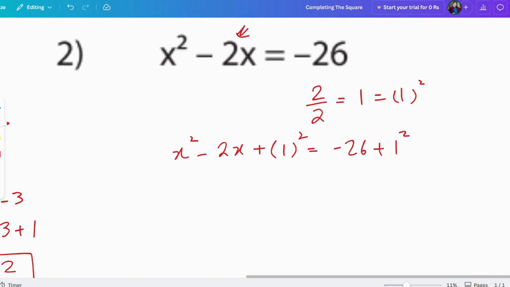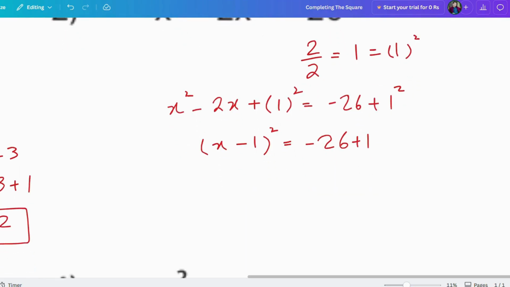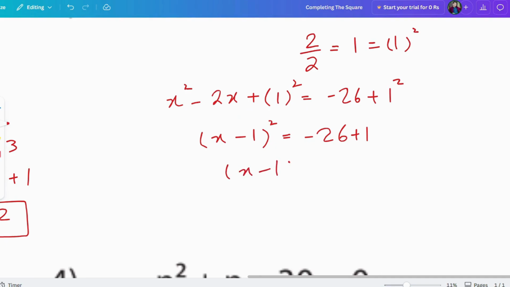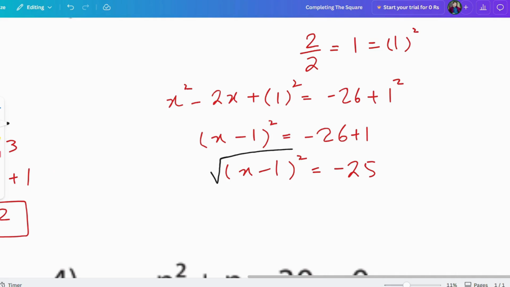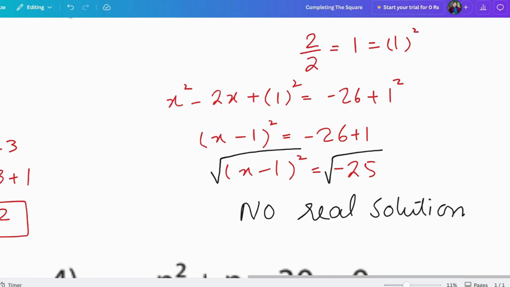Alright, so if I complete this square, it will be converted into x minus 1 whole square, that's equivalent to minus 26 plus 1. If I further solve it, it will look like x minus 1 whole square is equivalent to minus 25, okay? As you can see, now we will be taking our radical. If I take the radical of it, it gives me negative 25, right? Whenever you take a negative number under the radical, you will always get a math error, okay? So for this one there will be no real solution. Alright, so we cannot solve it further.